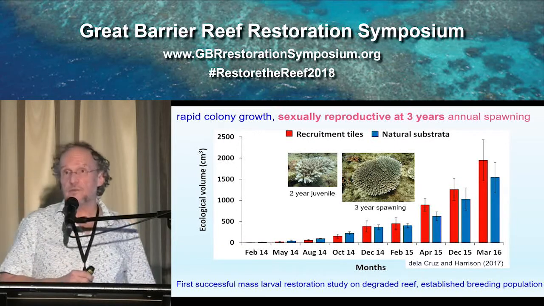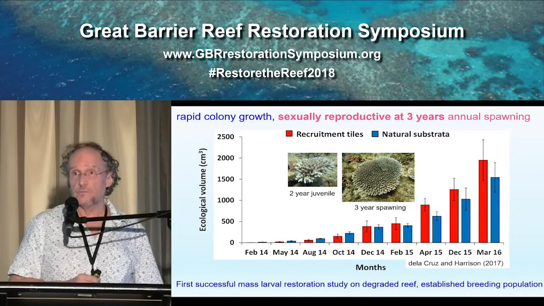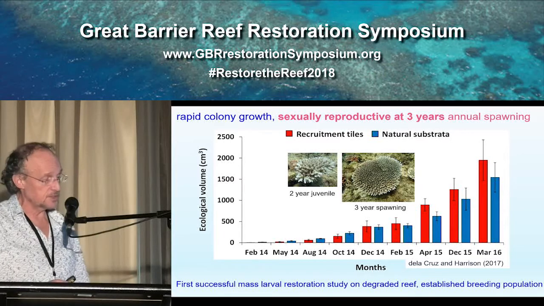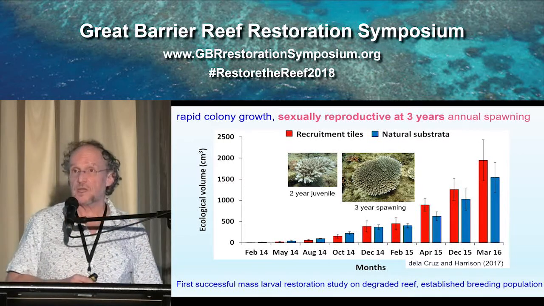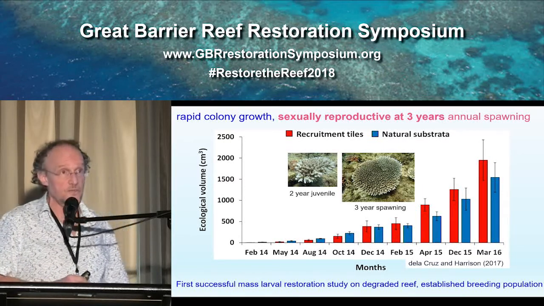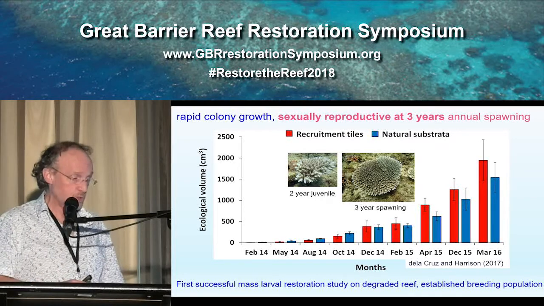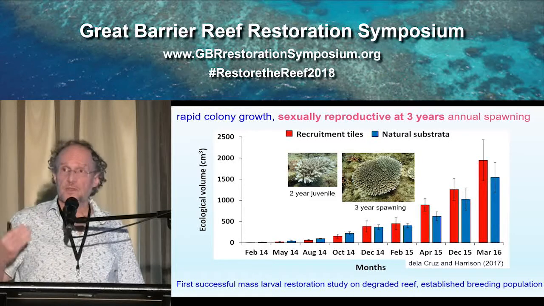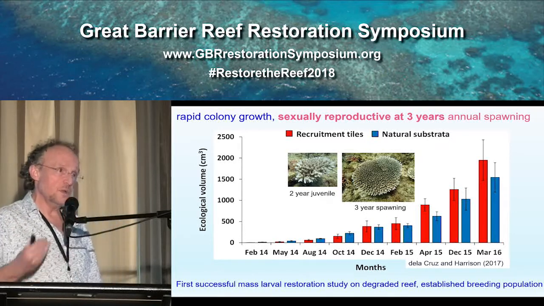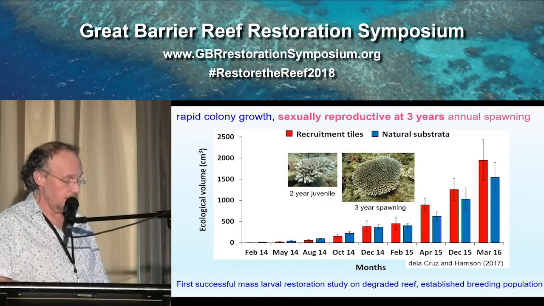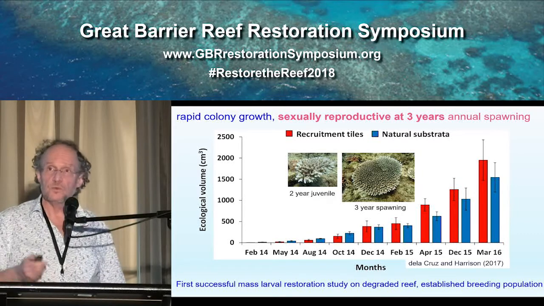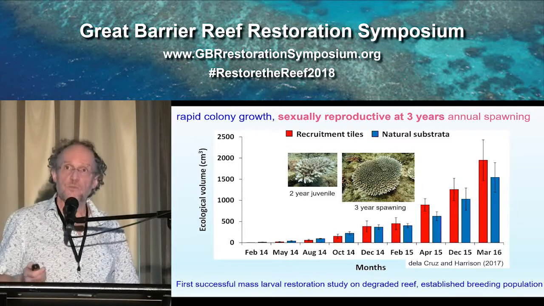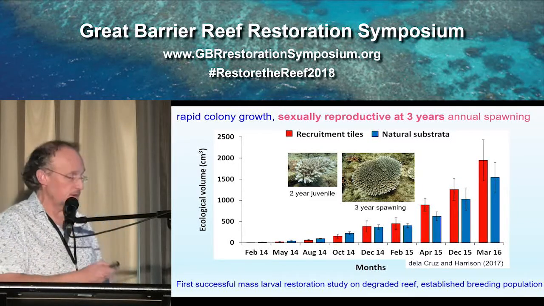We've had very high rates of growth despite the really poor water quality that occurs at these sites. And these corals became sexually reproductive at only 3 years of age, which was 1 year shorter than had previously been published for that species. We've now had 3 annual spawning events, and we're capturing the spawn from these corals each year. So this is the first successful restoration of a breeding population from larvae on a highly degraded reef system.